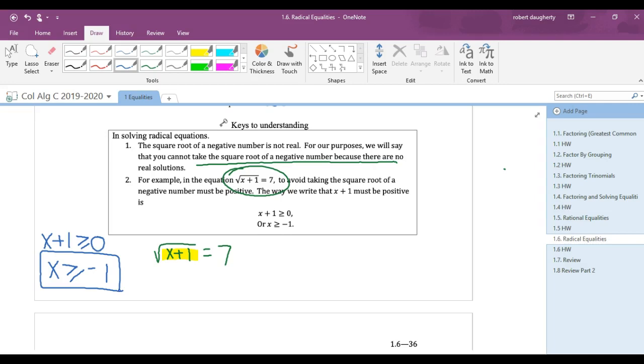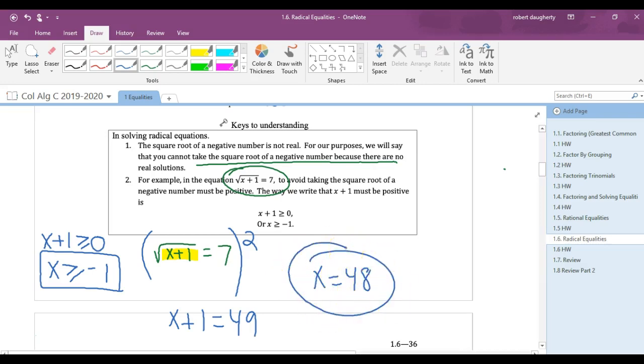So now I'm going to go find an answer to this, and the answer had better be greater than or equal to negative 1. Okay? So how do I find the answer to this? What do I do to both sides of this equation? You square it. What happens when you square the square root of x plus 1? You get x plus 1. So x plus 1 equals... What happens when you square 7? 49. What does x have to be equal to? 48. So x equals 48. That is the answer to that problem. Okay. Is 48 bigger than negative 1? Yeah. So I have not run afoul of any of my restrictions.